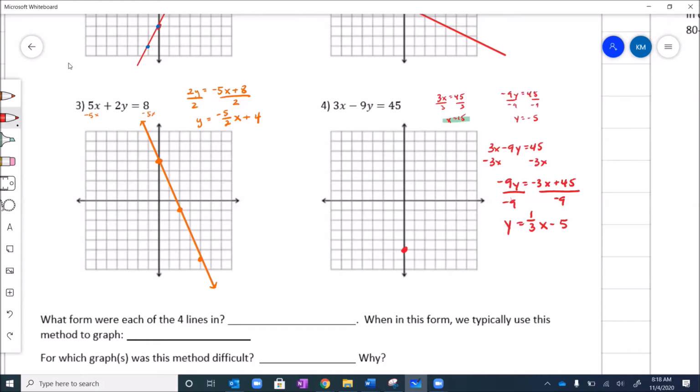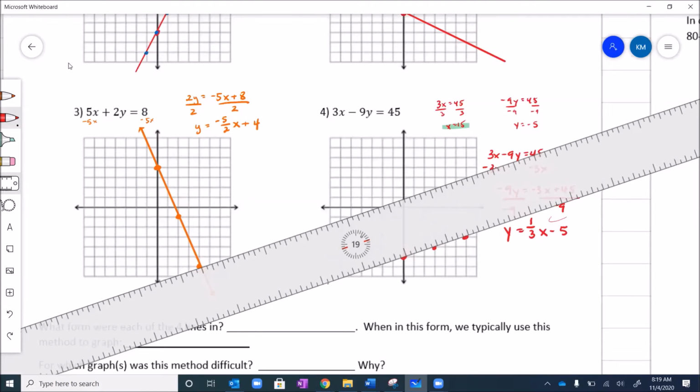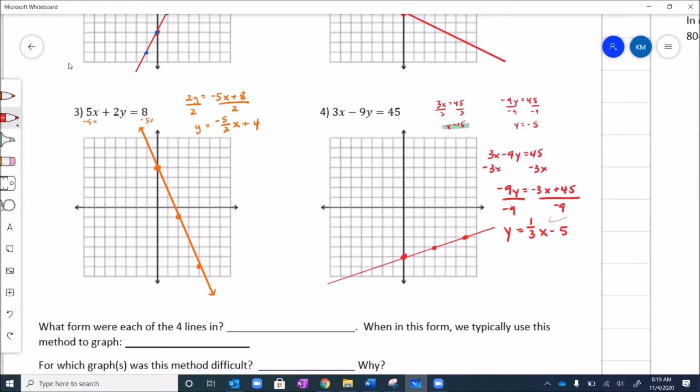And as we do this, we already found the y-intercept to be the same, kind of a confirmation we probably did it right all the way through. And now our slope is 1/3. That means we go up 1 over 1, 2, 3. Up 1 over 1, 2, 3. And now that I have that set up, I'm going to just draw my line by ruler. We have our line that goes through, and even though our x-intercept's way out there, this is the path that's going to get there. So what forms were each of these 4 lines in?